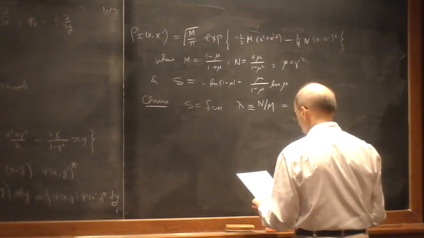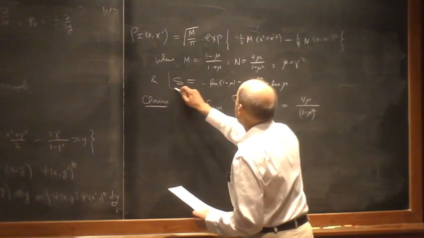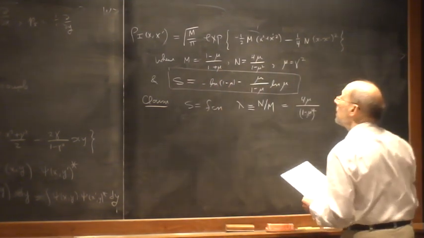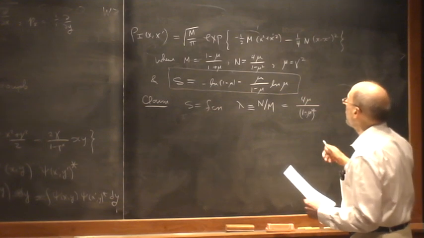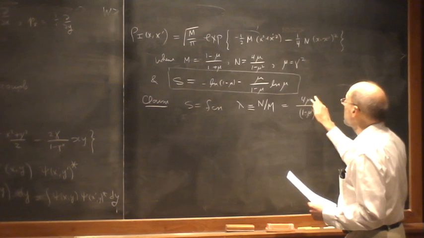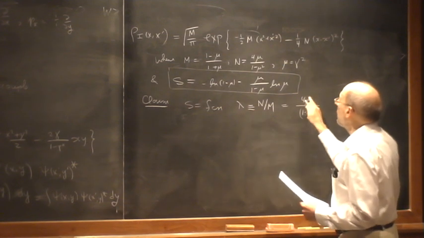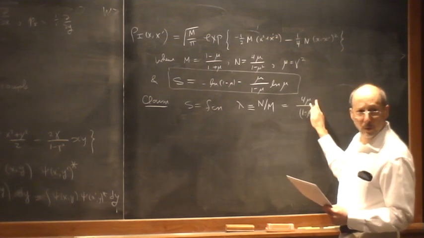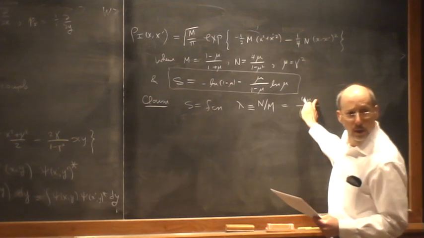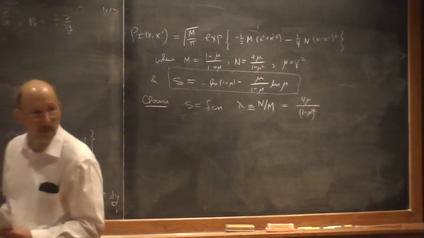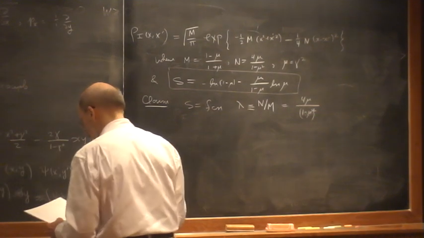Therefore, this expression actually holds for any values of M and N if I define mu by solving this equation. If I first define lambda as N over M and then solve this equation for mu, that'll give me the entropy of any Gaussian density matrix of this form. Okay? Just on dimensional grounds.